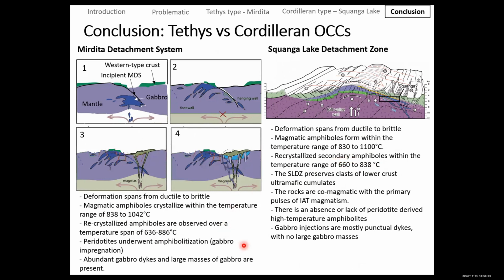And one of the main distinctions that we see is that in the Mirdita detachment system, we do have large masses of gabbro, which probably caused the amphibolitization of some of the mantle rocks, which we don't observe in the Squanga Lake detachment zone or in the Cordilleran oceanic core complex. Is it because we haven't identified it yet? I'm not sure. That's still a question to answer.